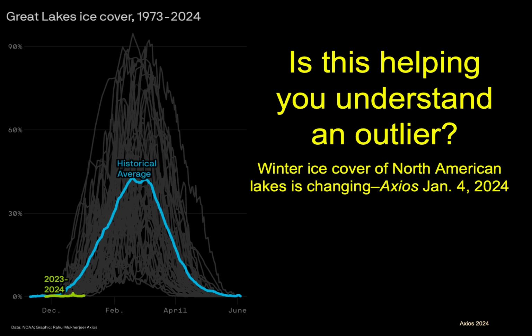Your eyeballs get sucked to the average, this brightly colored line. And it seems pretty clear that at least so far in 2024, we're looking really, really different. The ice is looking really, really different from all the years between 73 and 2024. So I would argue that's a pretty effective way to make that change.